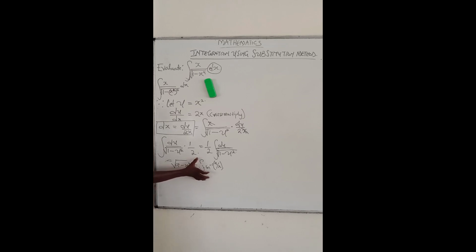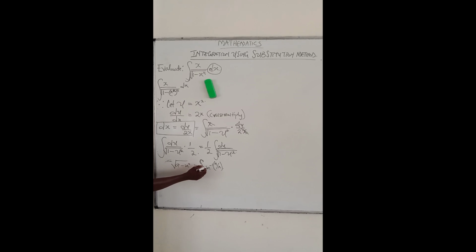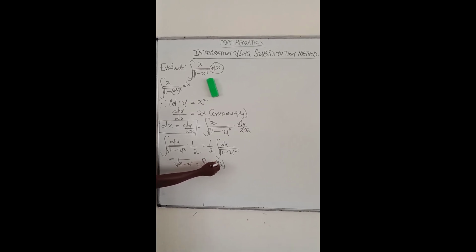Please take note of these rules. Whenever you have square root of a, now what is my a? My a is a constant, which is 1 from the question, minus s raised to power 4, which is s raised to power 2 all squared. The rule says that whenever you have this kind of form, it simply breaks down into sine inverse of a over s plus c.